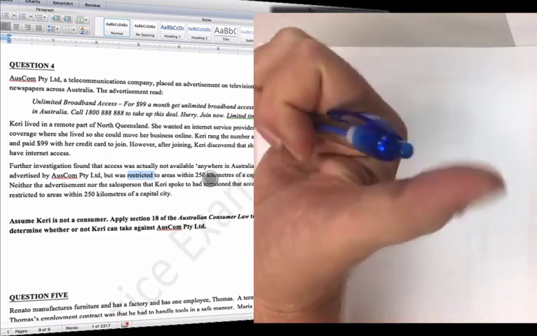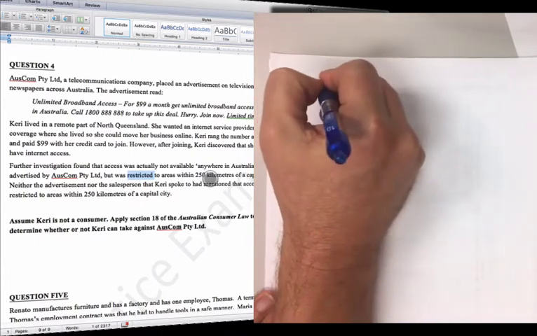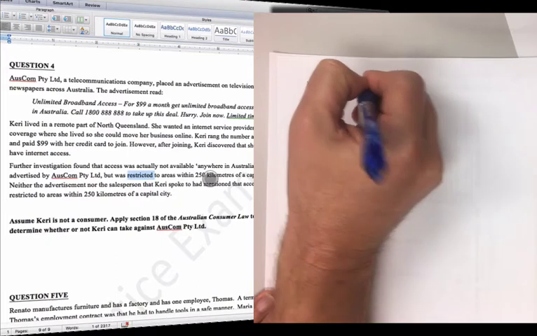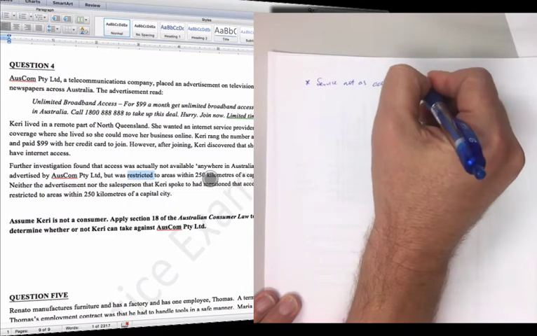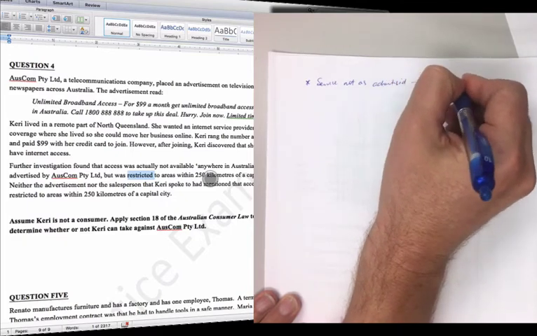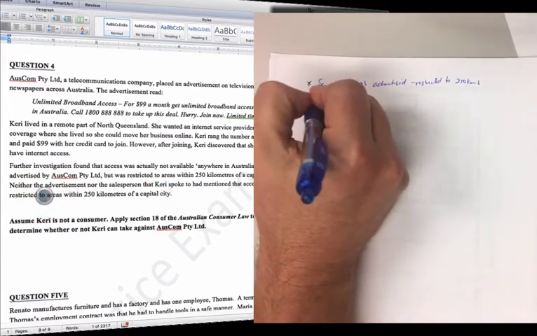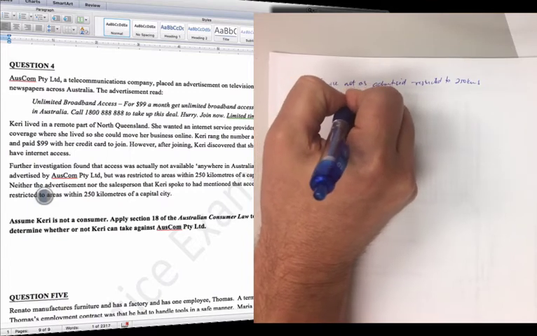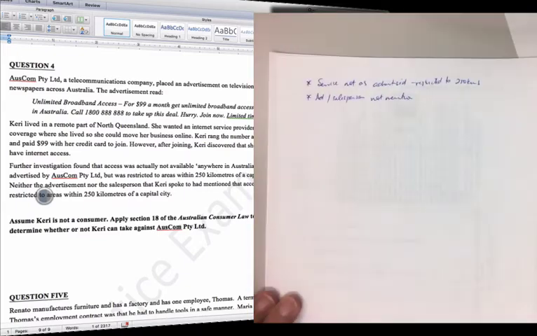250 kilometres. Okay, so the first thing I want to note is service not as advertised. It was restricted to 250 kilometres. Okay. Neither the ad nor the salesperson had mentioned access was restricted. So ad, salesperson, not mention this. Assume Kerry is a consumer.